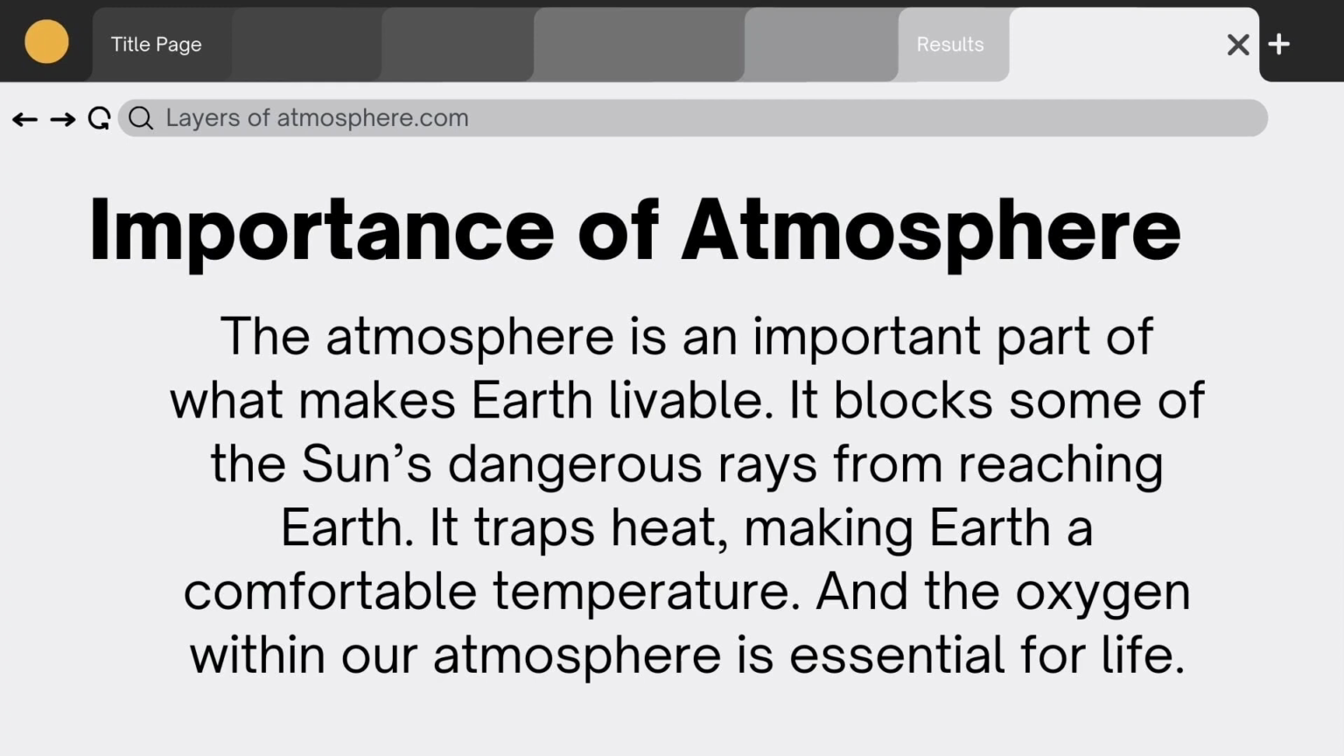Since we already know what is atmosphere, atmospheric temperature, and the layers of atmosphere, why not talk about the importance of atmosphere? The atmosphere is an important part of what makes Earth livable. It blocks some of the sun's dangerous rays from reaching Earth. Just like what I said earlier, the stratosphere layer protects us from skin cancer and other diseases. It traps heat, making Earth a comfortable temperature. And the oxygen within our atmosphere is essential for life. So each layer has its functions.